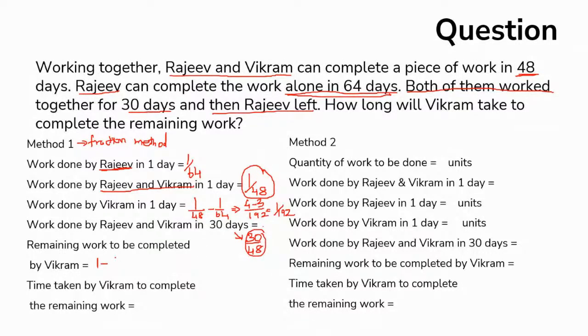So in that case, we have to subtract it. So minus 30 by 48. So you'll be getting it as 18 by 48. So that is the work Vikram needs to complete here. So time taken by Vikram to complete the remaining work.